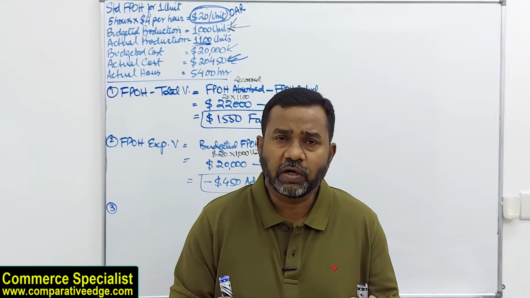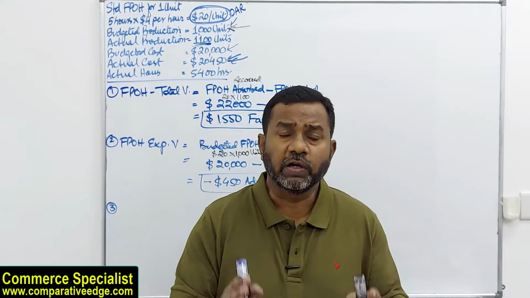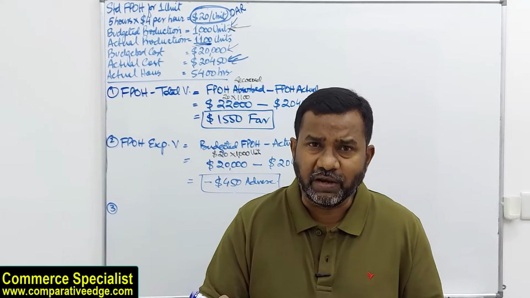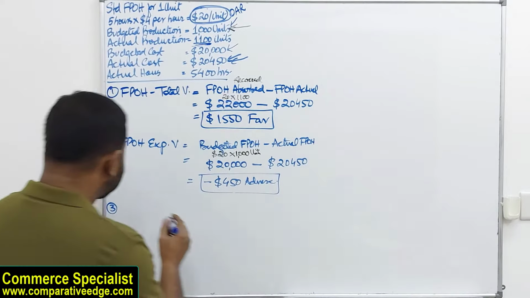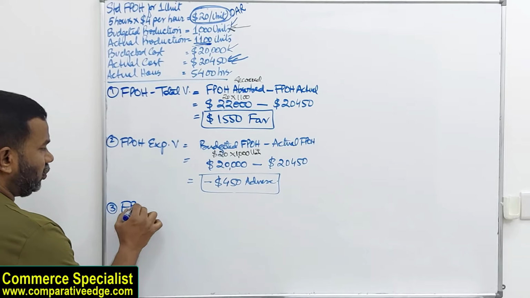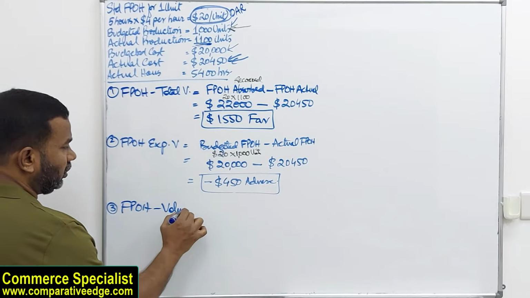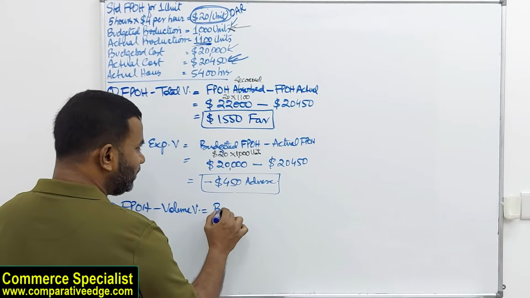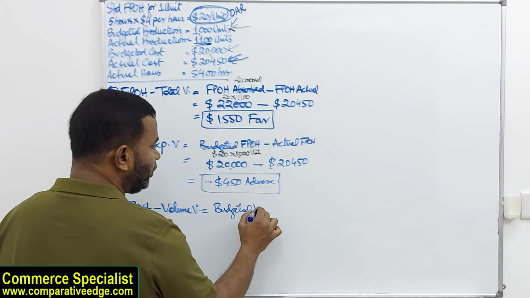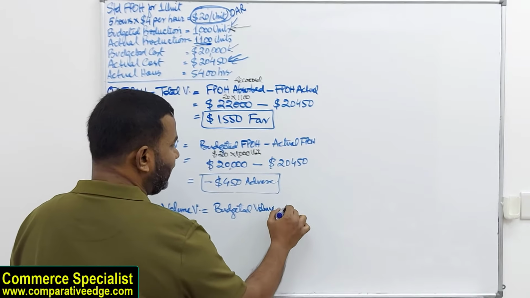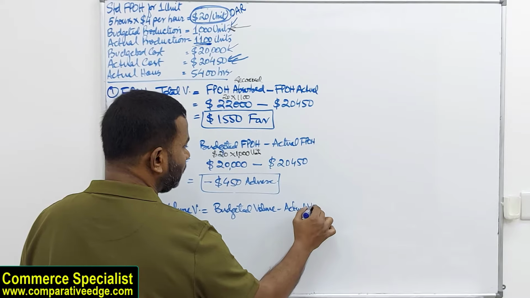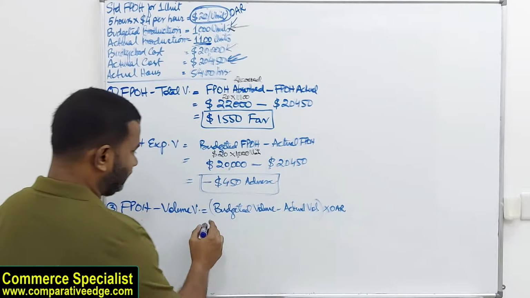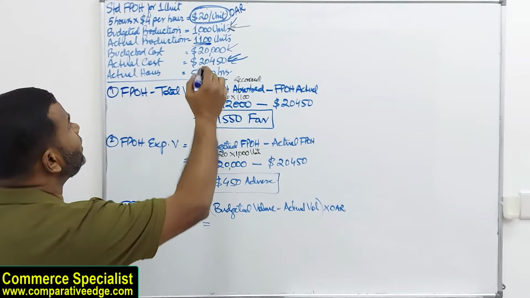The third fixed production overhead variance is known as the fixed production overhead volume variance. By volume, we mean activity, the number of units made. Very simple. The formula is like this. Fixed production overhead volume variance. The formula is budgeted volume minus actual volume into overhead absorption rate. So budgeted volume, how many units did you decide to make?